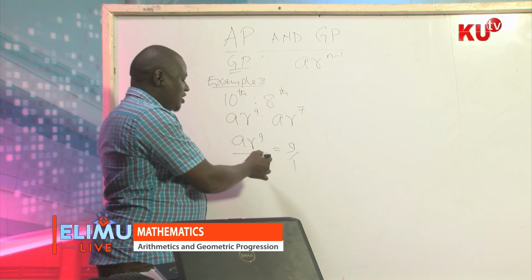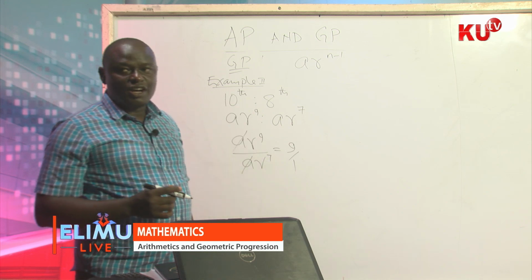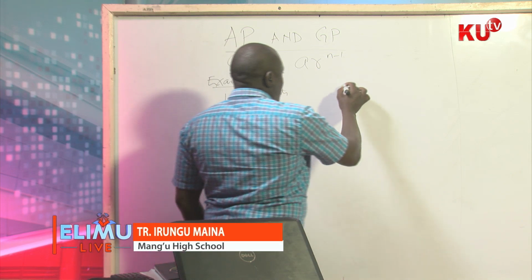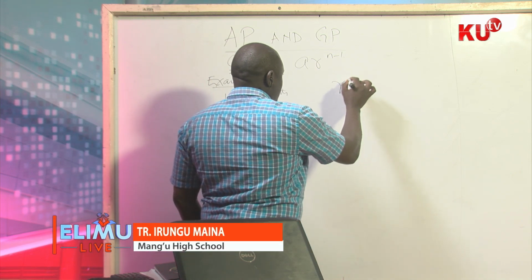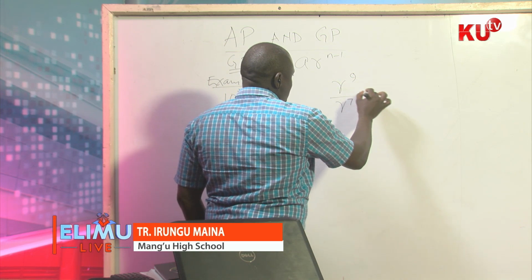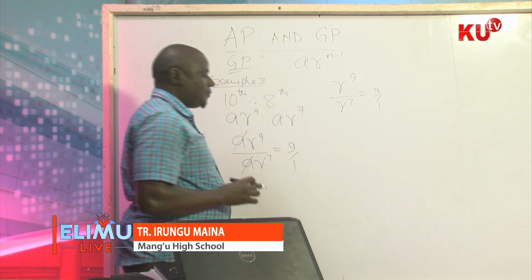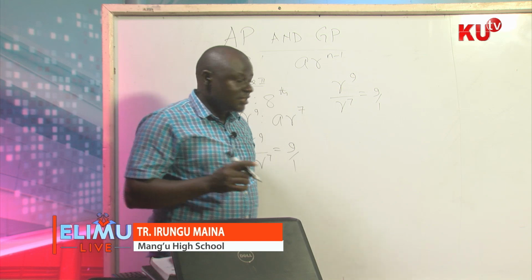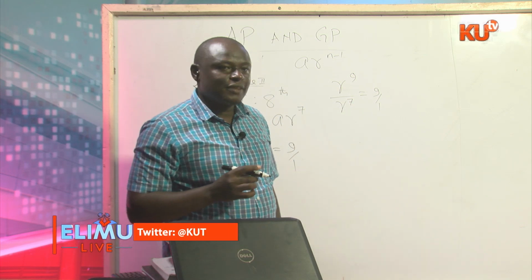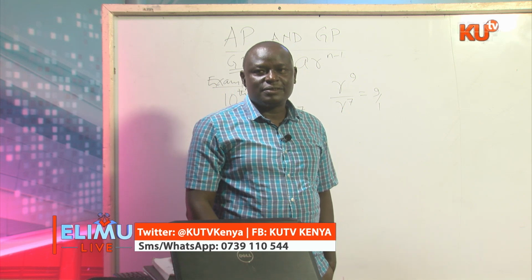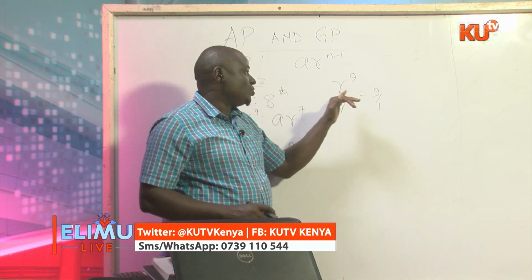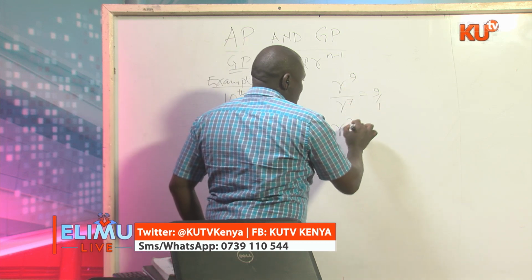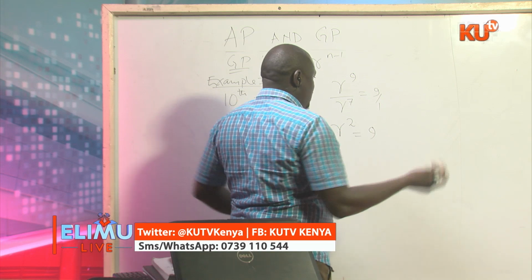So in the numerator and denominator, A is common. You first of all cancel or divide A, both sides. You are left with r power 9 over r power 7 equals 9 over 1. Now, there is a concept we taught you in Form 2. We taught you that in indices, when you divide numbers, you subtract powers. So in this division, it shall be r raised to power 2 equals 9 over 1.